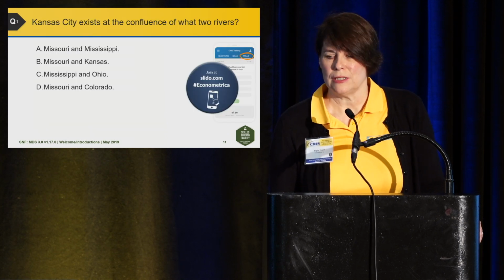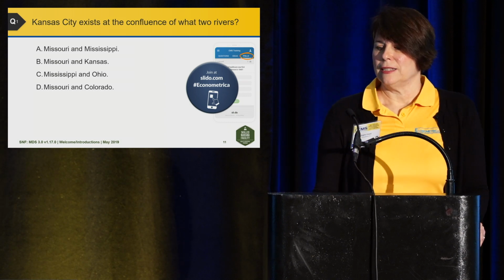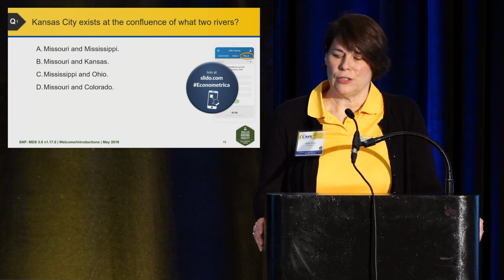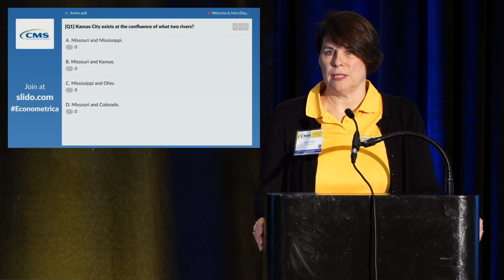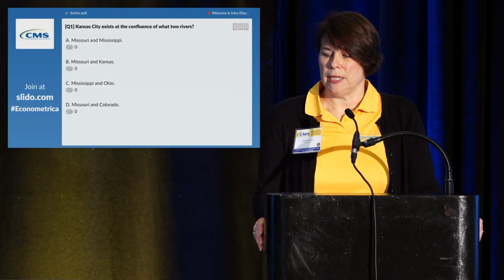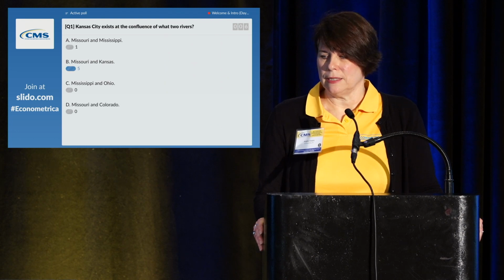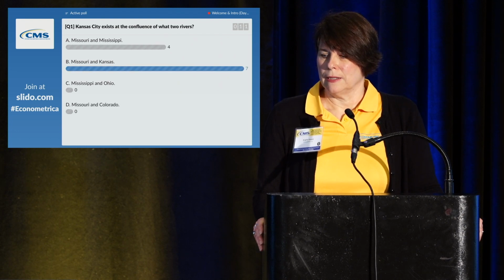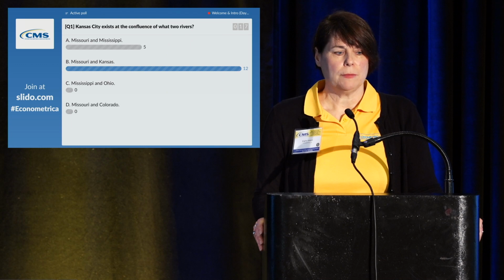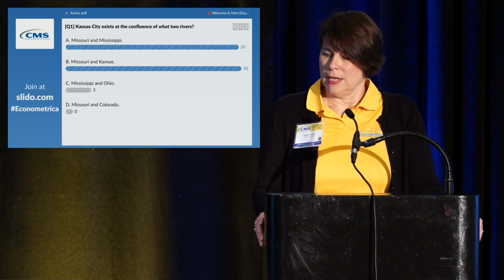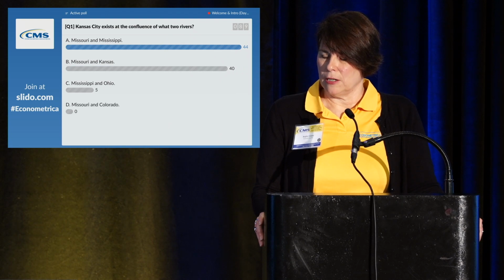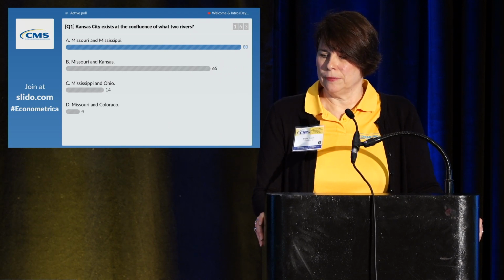Okay, so our first question. Kansas City exists at the confluence of what 2 rivers? A, the Missouri and Mississippi. B, the Missouri and Kansas. You should be seeing it on your phone. And then C, Mississippi and Ohio, and D, Missouri and Colorado.